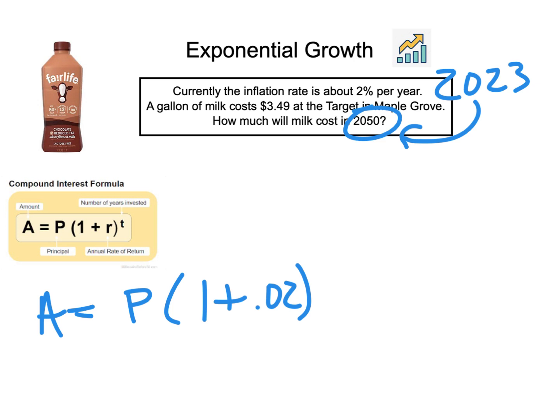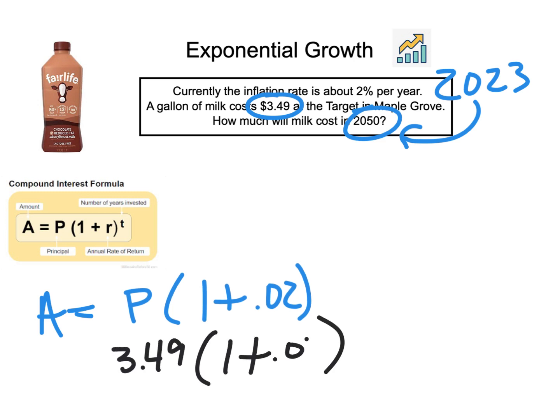Okay, I'm going to pause for a second while you set this one up. Okay, let's see if you figured this out. The principal was the main thing, which was the $3.49. $3.49 is your principal. I know it's a really small amount, but hey, that's what milk costs right now. Then I go 1 plus 0.02 to the power of the years, which when I subtracted 2050 and 2023, I got 27 years later. That's how much milk is going to cost you in 27 years. You won't be as old as me, but 27 years from now, that's how much milk will cost.